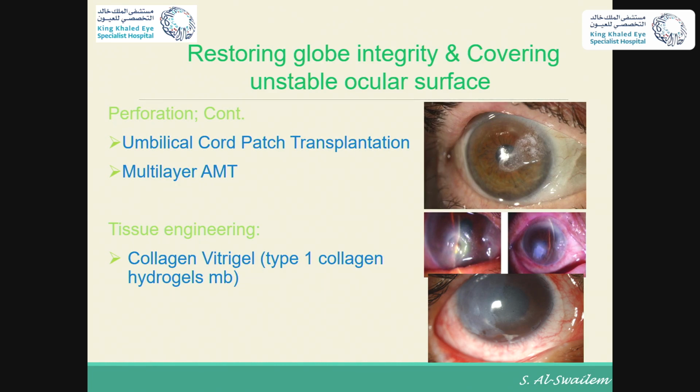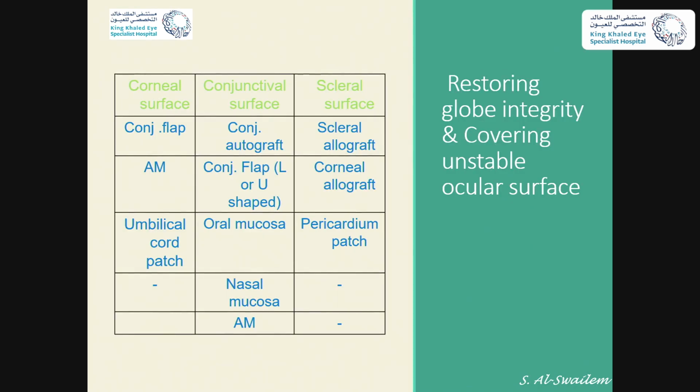If it is a little bit larger, sometimes we use the umbilical cord patch, okay? Or we can do a multiple layer amniotic membrane. And under research, they're using something called collagen vitrigel, which is a type 1 collagen, if you don't have access to amniotic membrane. The other way of stabilizing or restoring the globe integrity is to cover the surface. Let's say you've tried a lot of amniotic membrane and it didn't work, and the surface is sick. You need to have other alternatives. If you want to cover an exposed corneal surface, a large ulcer, you can use a conjunctival flap, or you can do the amniotic membrane, which we mentioned, or the umbilical cord patch.